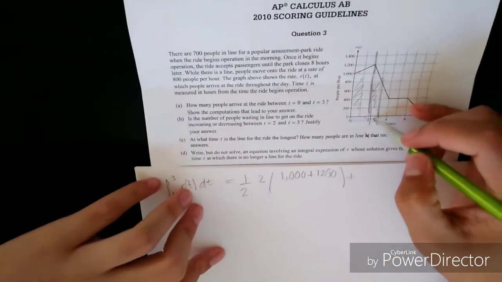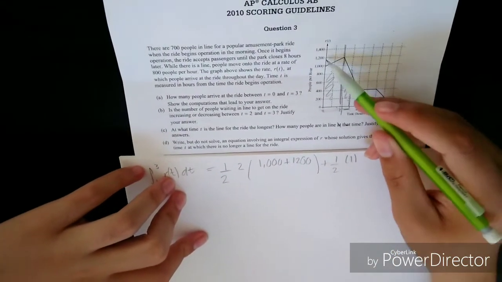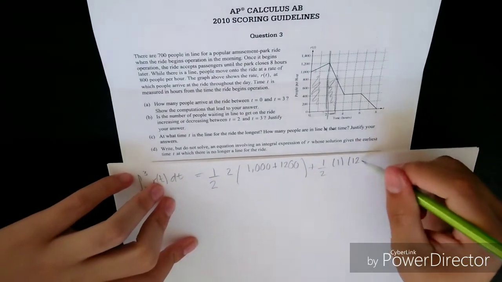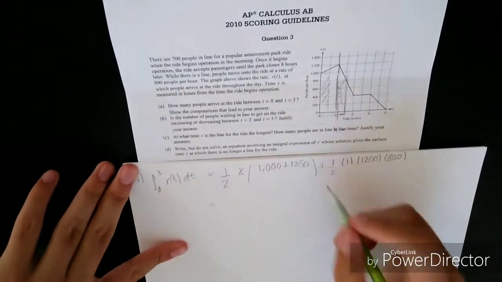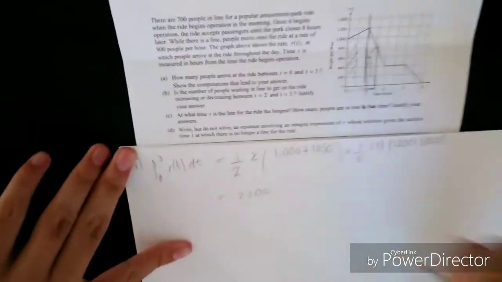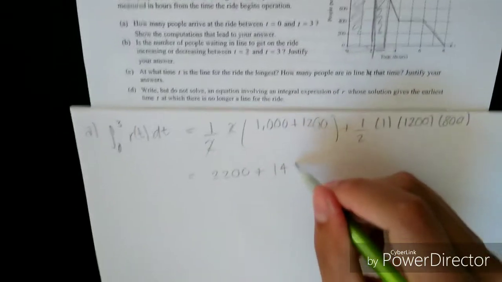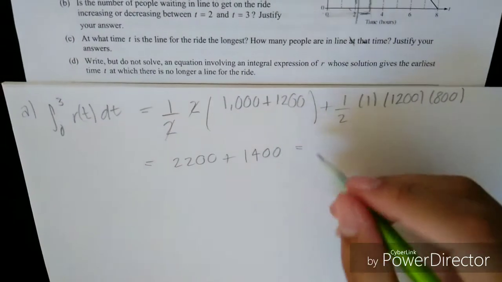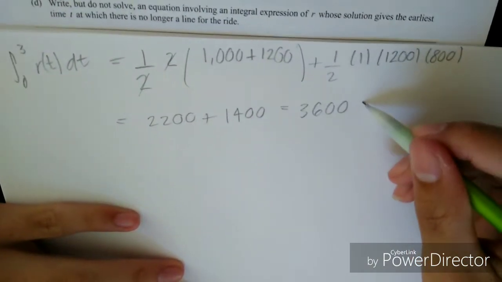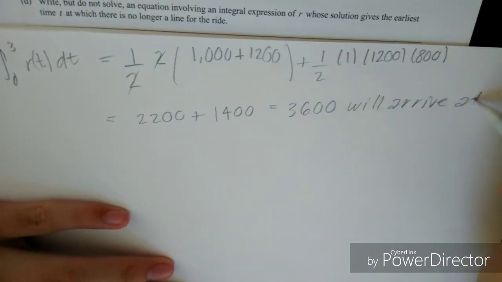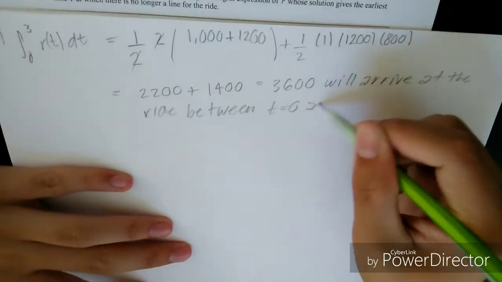Then our second trapezoid, our height is going to be 1. Don't forget the 1/2, of course, according to the formula. And our bases are going to be 1,200 and 800. So just simply compute: 1,000 plus 1,200 is 2,200, plus 1,200 divided by 2 is 600. 600 plus 800 is 1,400. So the amount of people is 3,600 people that will arrive at the ride between t equals 0 and t equals 3.